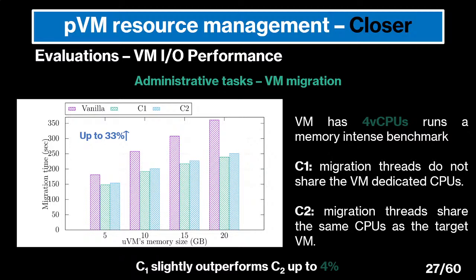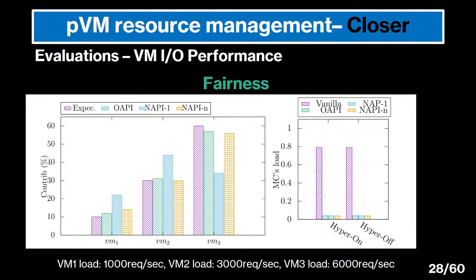This is mostly due to the iterative copy phase, which is done on each node where the memory is copied. We are also interested in fairness and to see if the main container resources were left out of all the I/O processing. So we did an experiment where we had three virtual machines imposing a certain load: 1,000 requests per second, 3,000 and 6,000. So this corresponds to 10%, 30%, and 60%. And what we were interested in was seeing the contribution to the I/O processing.